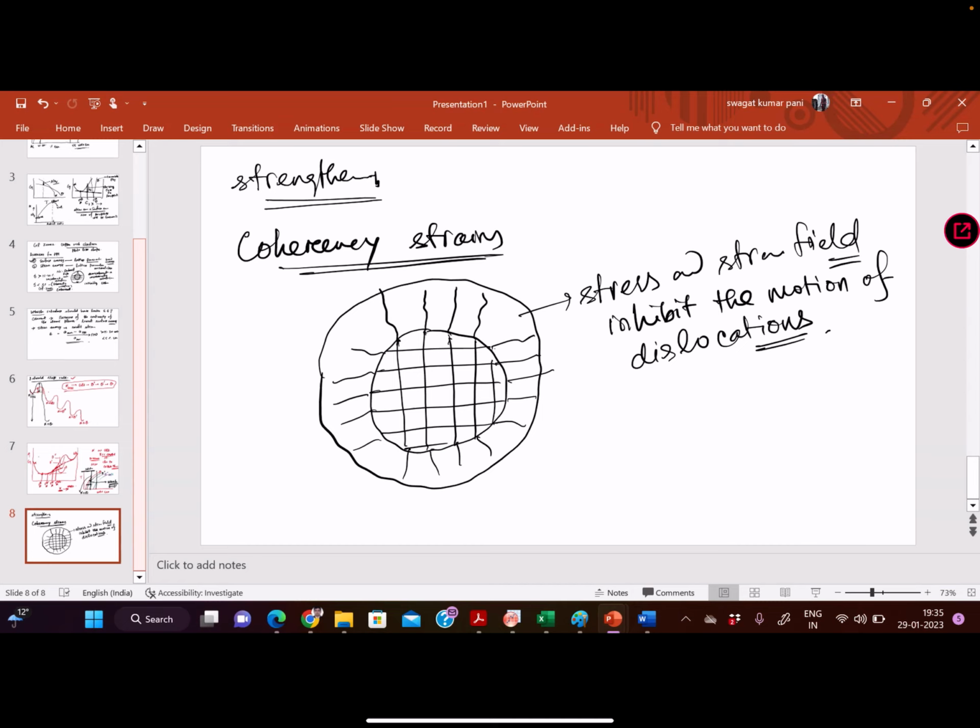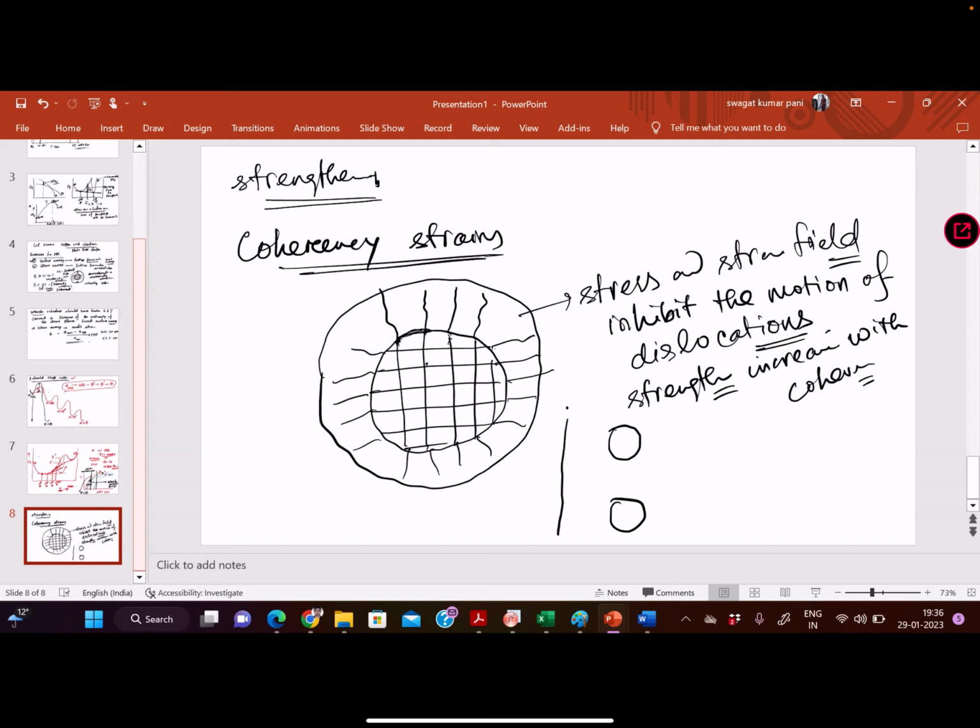We know that anything that stops the motion of dislocations will strengthen the material. Strength increases with coherency strengths. Another mechanism is when we have particles that are incoherent. That means these matrix planes and these planes are totally not aligned at all. Then a different mechanism works, which we call Orowan looping.